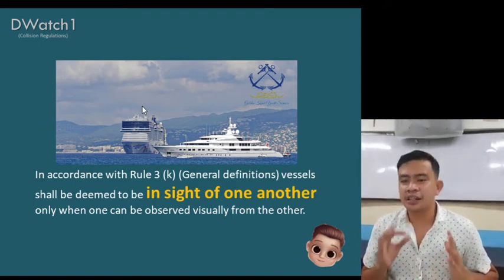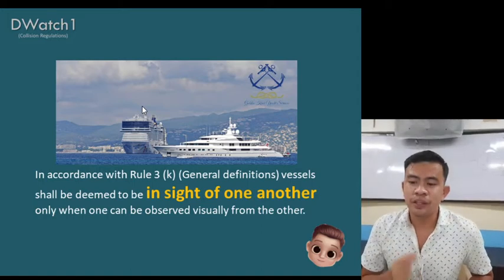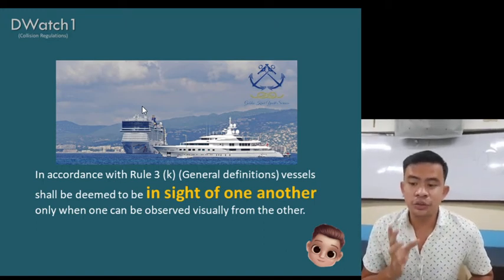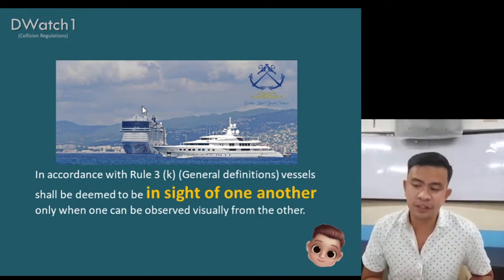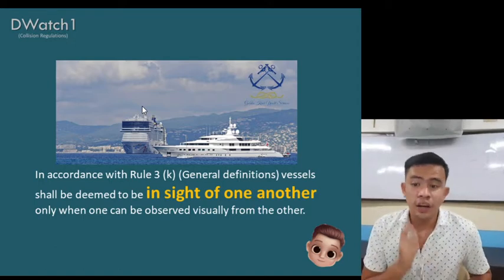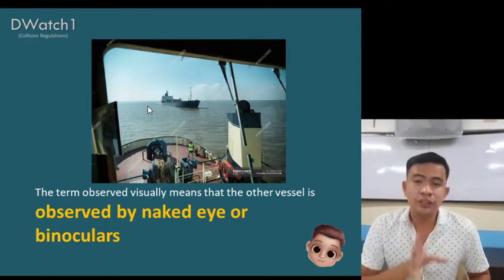When we say Rule 3, General Definitions, Paragraph K, it states that when we say in sight of one another, it means that you need to observe visually one another, no? So it says here that vessels shall be deemed to be in sight of one another only when one can observe visually from the other. This means that nakikita mo siya with your naked eye.